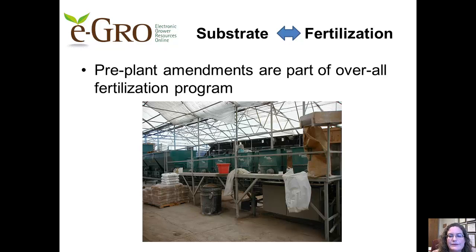Another aspect of the substrate fertilization relationship that we must not forget is that pre-plant substrate amendments like dolomitic lime, gypsum, and micronutrient mixes provide nutrients, and therefore they're an important part of the overall crop fertilization program.